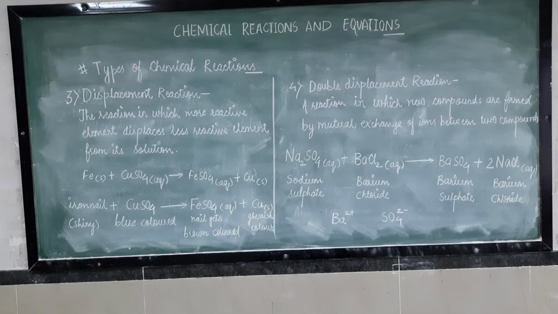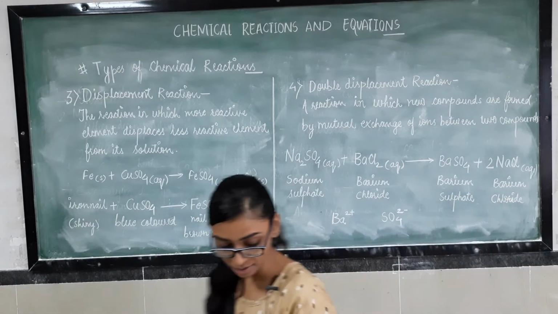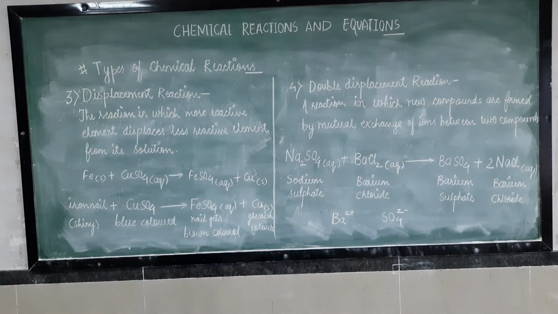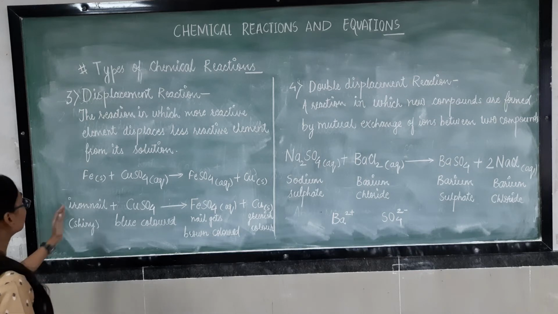Now we will see the third type of reaction, that is displacement reaction. In this type of reaction, what happens? The reaction in which a more reactive element displaces a less reactive element from its solution is known as a displacement reaction. We will see the example here.